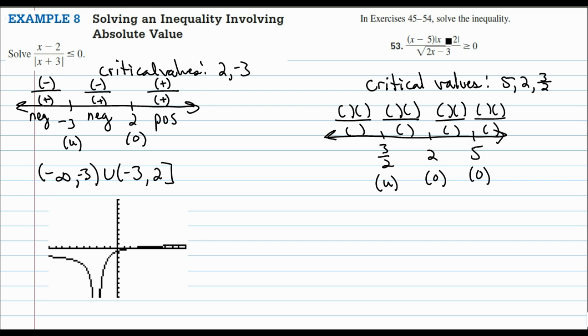Now I've got absolute value in the top right, so no matter what I plug in to absolute value, the output of that is going to be positive. So I'm going to put positive in all of the top right portions.